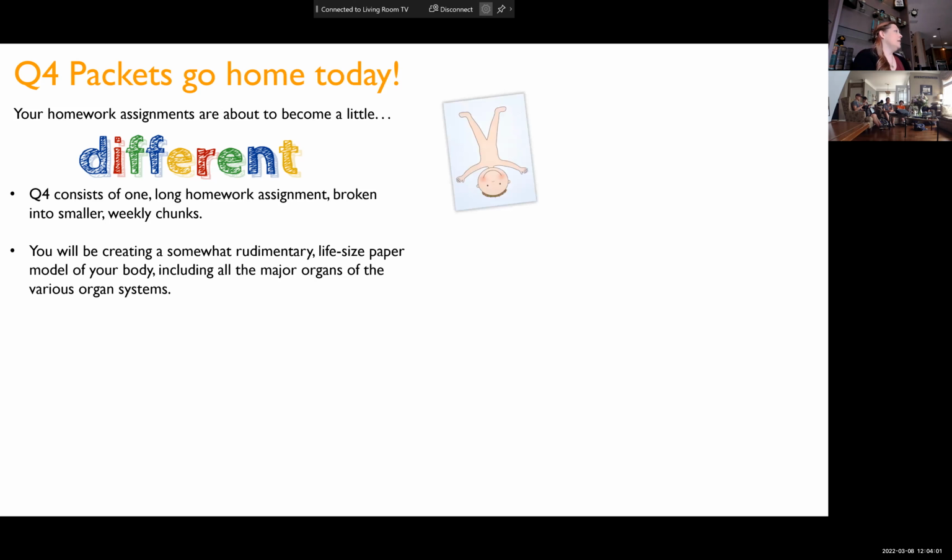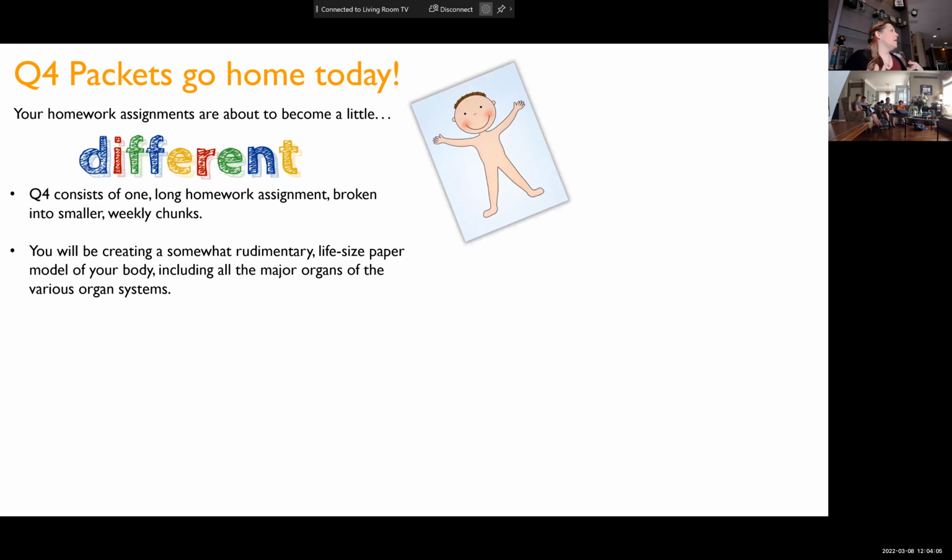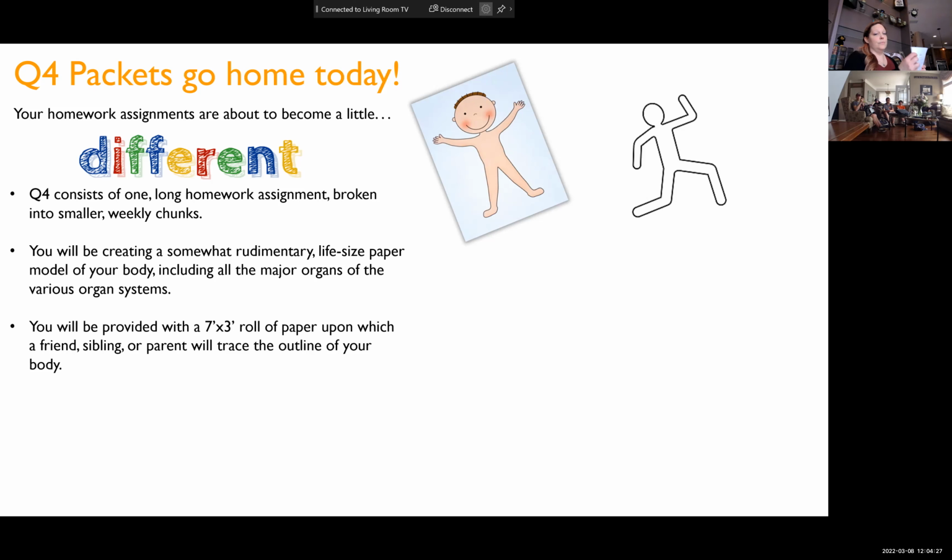And you're going to create a fairly rudimentary life-size paper model of your body internally. And each lesson, each week your homework will say something like, we'll have done the digestive system, and it'll say you need to find stomach, esophagus, mouth, large intestine, small intestine, and you're getting a packet that has black and white outline versions of all these various systems. So you're going to get that 7x3 roll of paper.